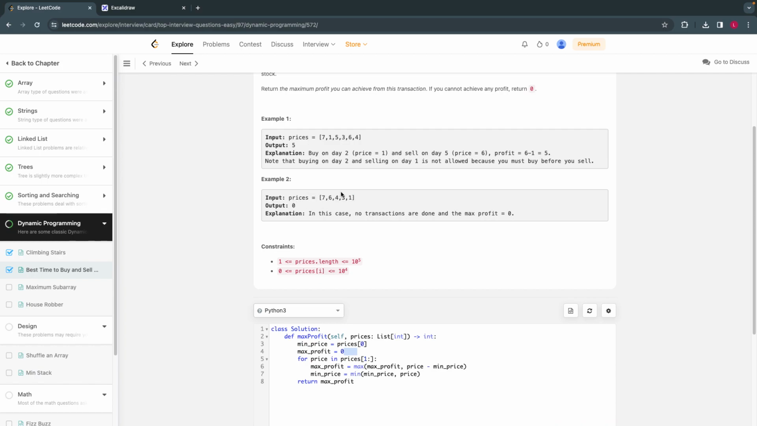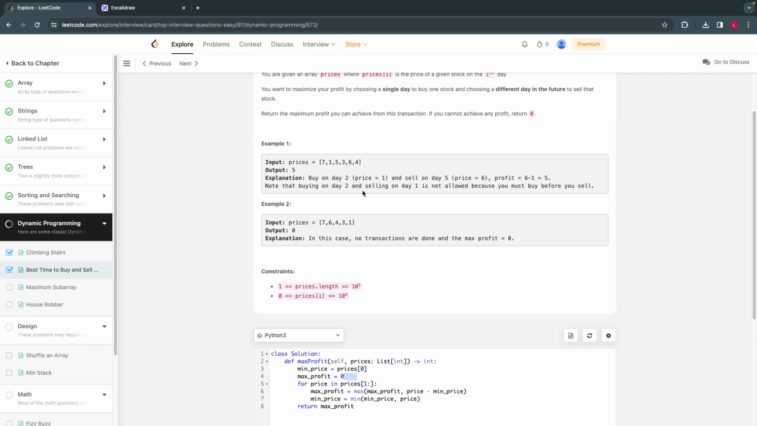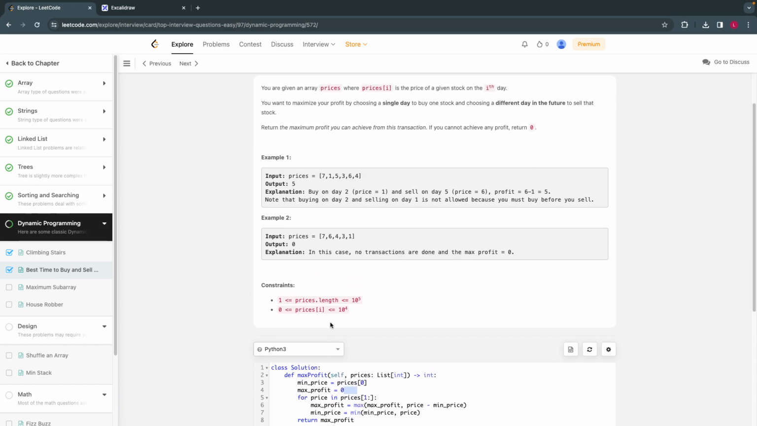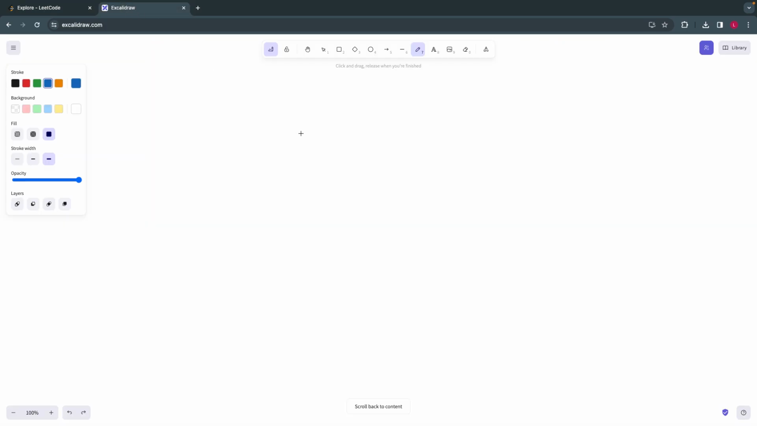You can't go back. Let's say you are buying on the third day, you can't go back and then sell on day 1. That doesn't happen, right? So you always have to go in one direction. That is what they are trying to say. The code is here. I'll just show you how we can visualize this.